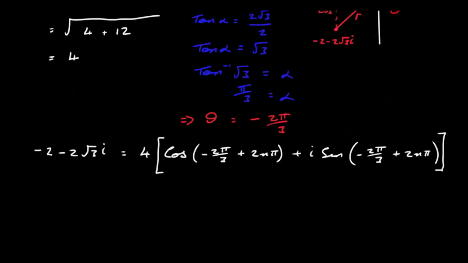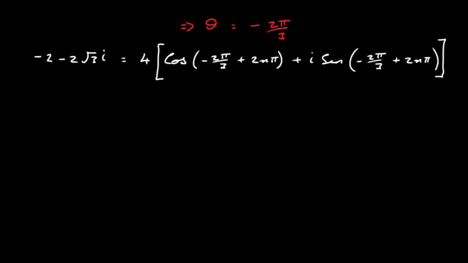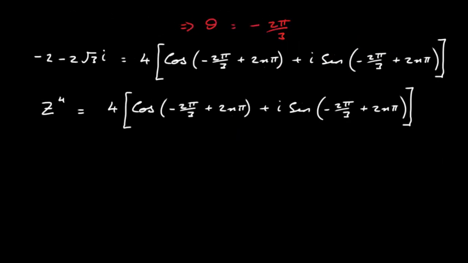We've converted that into general polar form, so let's write that out. This is our z to the power of 4, so what we've got to do is find z, so we've got to get the 4th root of either side. Really what we're doing is getting the 4th root of the left-hand side, or if you like, raising it to the power of a quarter. A quarter times 4 is 1, so that's just z to the power of 1.